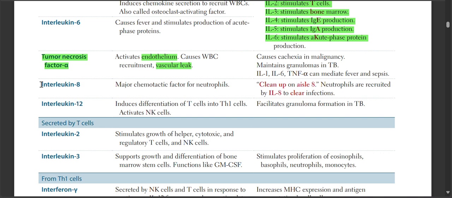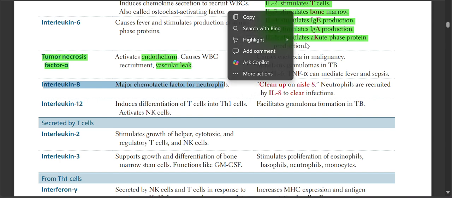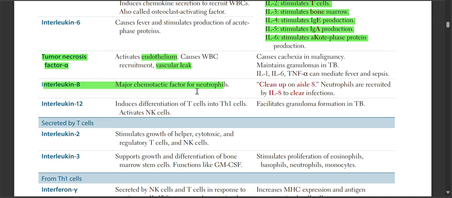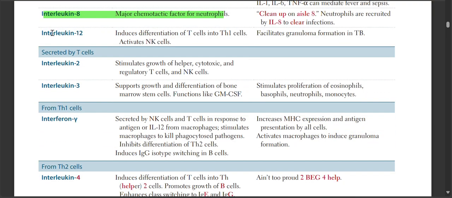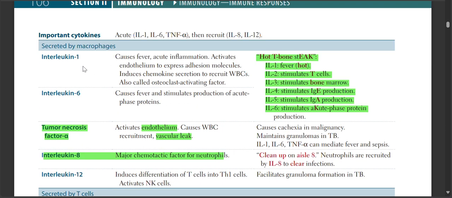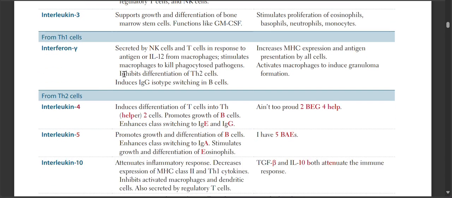Now I will also tell you to remember interleukin 8, because that is important for neutrophil chemotaxis. Except for that, nothing. So you don't need to remember interleukin 12. But you already remembered all of these till now. And one more: interferon gamma is also important, and you need to know that interferon gamma is majorly for stimulating macrophages.